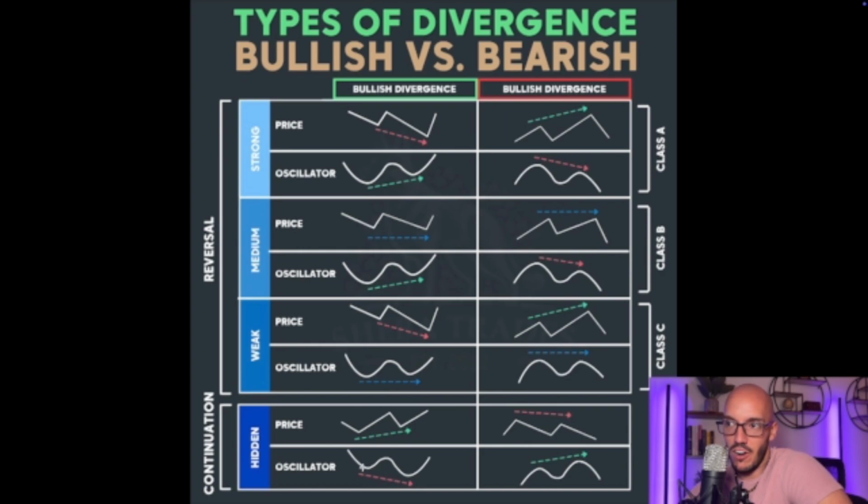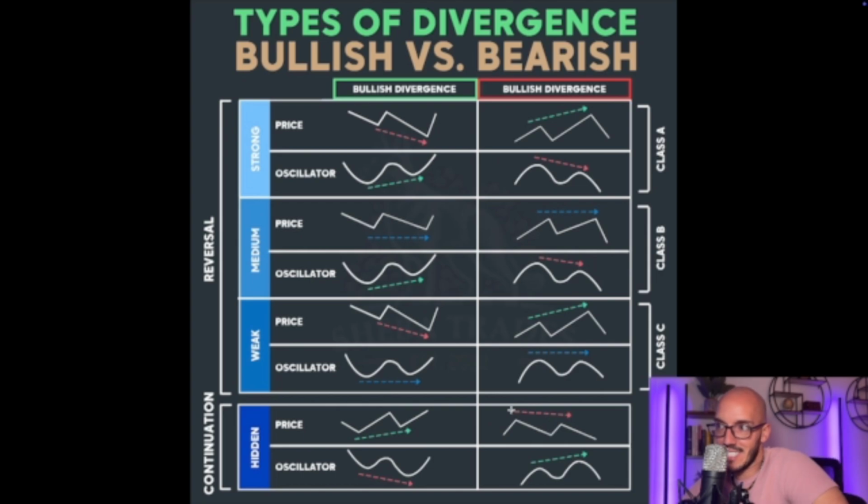Like the RSI is still going down. However, the price is going up. So that means that the buyers are starting to overwhelm the sellers. The bears are losing momentum towards the bulls. Make sense?